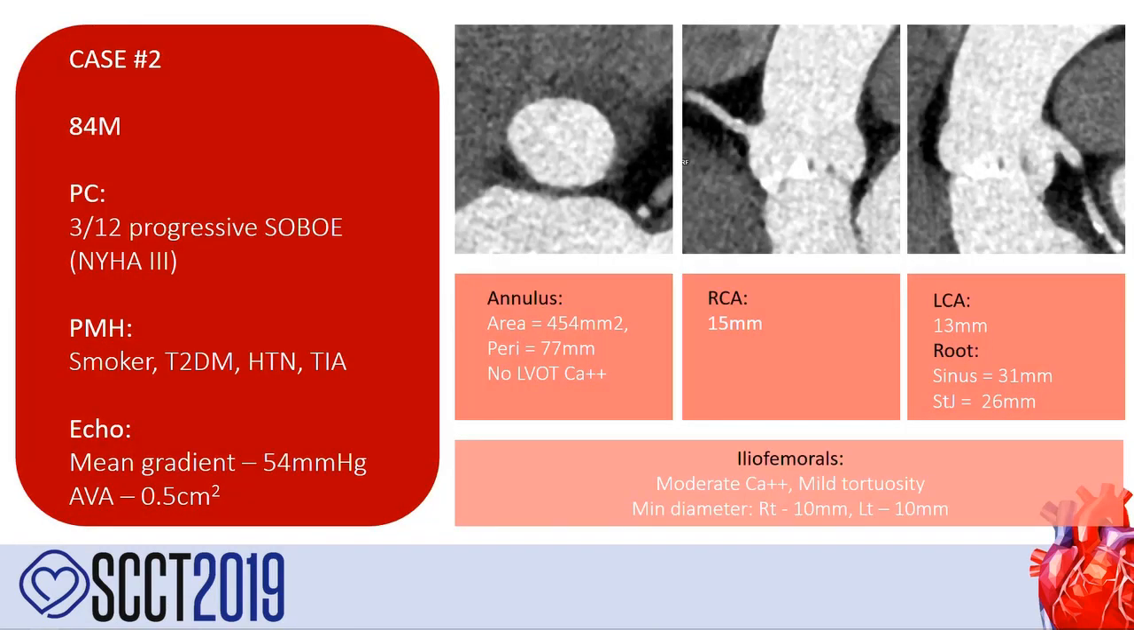The second case, an 84-year-old male, 3 months of progressive shortness of breath on exertion, NYHA 3. He's a smoker, type 2 diabetic, hypertensive, has had a previous TIA, all consistent with a high-risk candidate with elevated gradients and small aortic valve area. Once again, CTA shows an excellent annulus with no adverse root features, good coronary heights and good root dimensions, as well as good vascular access bilaterally. While there was moderate calcification, there was nothing more than 180 degrees.